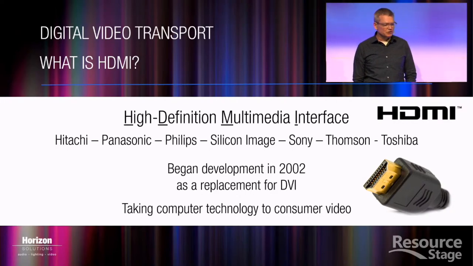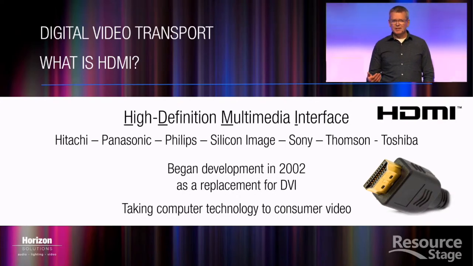What they were looking to do back in 2002 was create a digital signal that they could use to go from that newfangled DVD player into a TV with the best quality possible. In the beginning they could only get to, I think, 1080i. Over time they worked on that, and now we can get up to a basic 8K with HDMI.